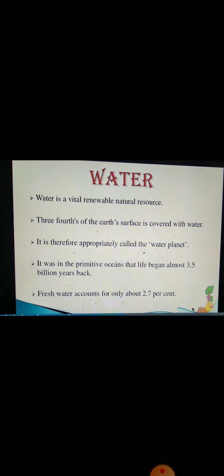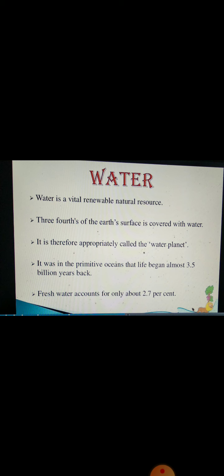3/4 of the Earth's surface is covered with water. It is therefore appropriately called the watery planet. Our Earth is known as the blue planet because of the presence of water. It was in the primitive oceans that life began almost 3.5 billion years back.